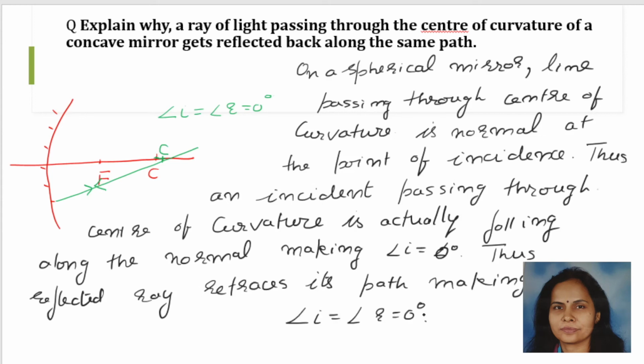So this is how you can write down your answer: on a spherical mirror, a line passing through the center of curvature is actually normal at the point of incidence. Thus, an incident ray passing through the center of curvature falls along the normal, making angle I equal to 0. Thus, the reflected ray has to pass through the same path, making angle I equal to angle R, right? So I hope this is clear to all of you.